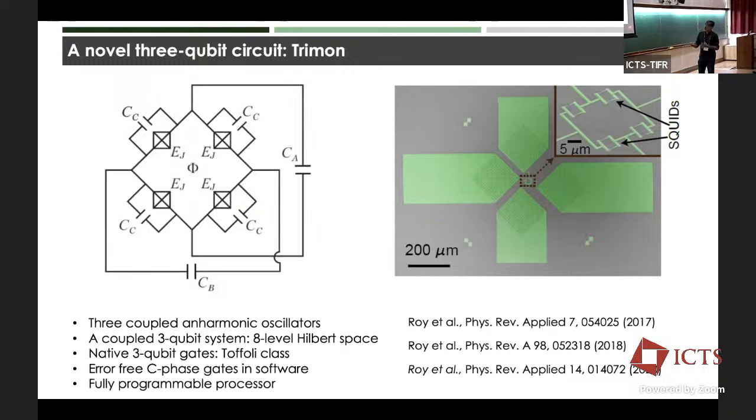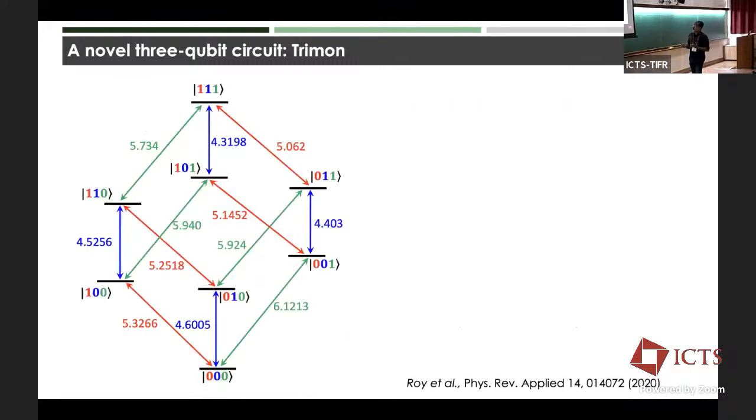And you have lots of interesting features, like the most natural gate in this system is actually a 3-qubit gate. It's very strange. The simplest gate is a 3-qubit gate. The single qubit gate is actually the more complicated one. And it's fully programmable in the sense that you have full universal control.